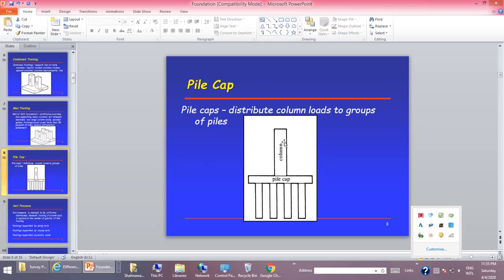So we already explained that there are two types of foundation: the shallow foundation and the deep foundation. In deep foundation, you can say there is a pile foundation or a well foundation, which is not explained in this course, and maybe at another time I can explain the well foundations also.